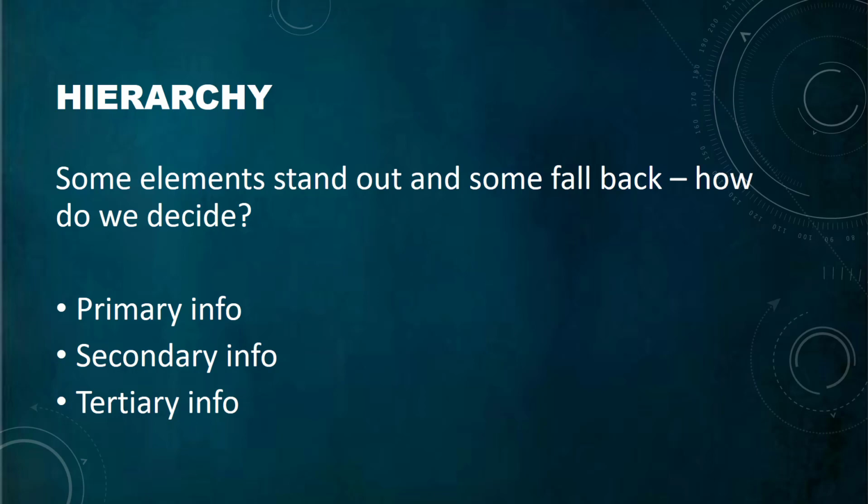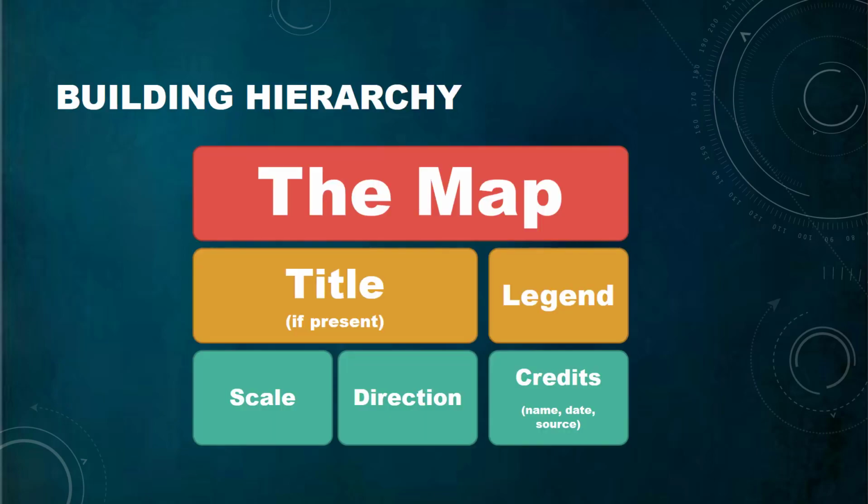So we're going to organize the information into primary, secondary, and tertiary information, right? I've got a little graphic here to help you with that. The map itself is the primary stuff. That's the main event, and that's why people are here and what we want them to see and take away. The secondary information is the title and the legend. And you remember in the last video we talked about things that have to be on the map and things that might be near the map rather than on the map. So that's why it says here title if present. The title might be in the caption as well. But primary is the map, secondary title and legend, and then tertiary information is scale, direction, and credits.